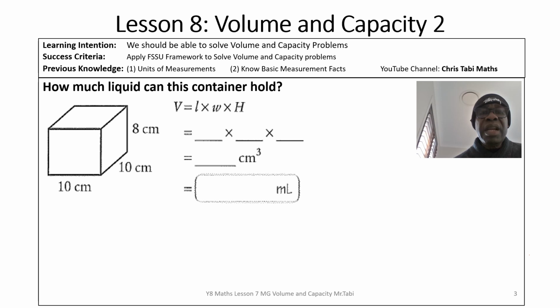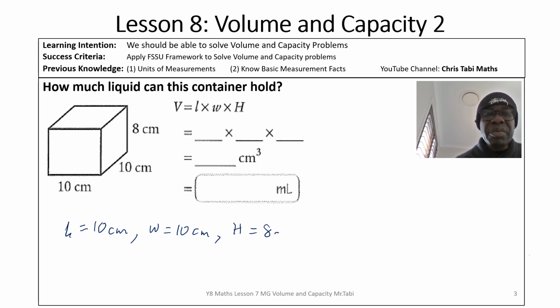How much liquid can this container hold? Again, we have to work out the volume, which is length times width times height. What do we know? We know that this looks a bit suspicious. The way it is drawn is not drawn to scale. L equals 10 centimeters. W equals 10 centimeters. And H equals 8 centimeters.